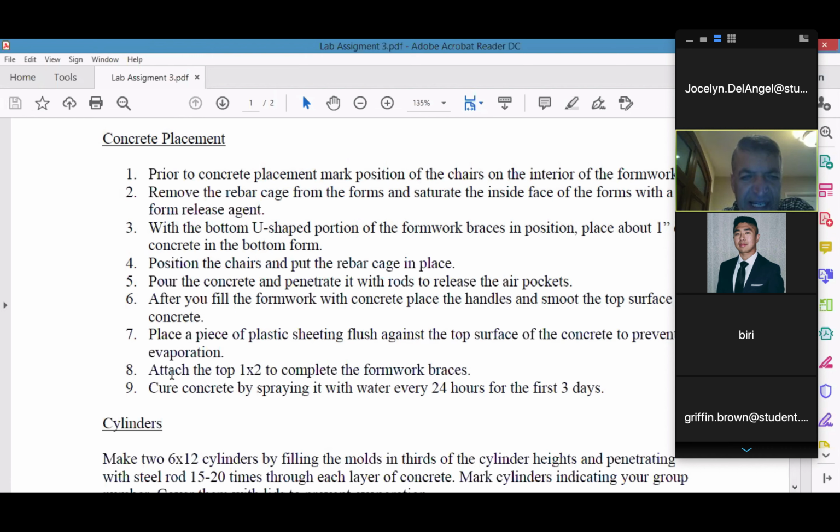And then attach the top 1x2 to complete the form. That's that top piece of wood, 1x2, to finish the form. But we didn't do that, and I'll show you why. Well, because we always left it on.